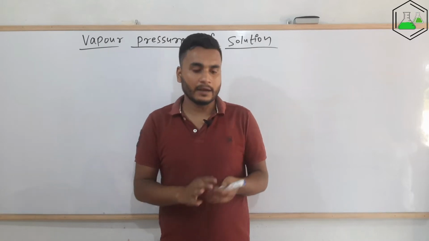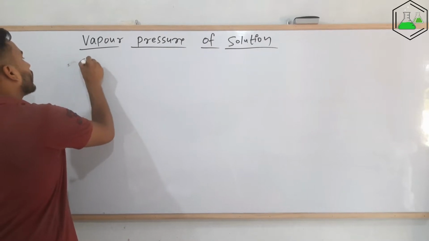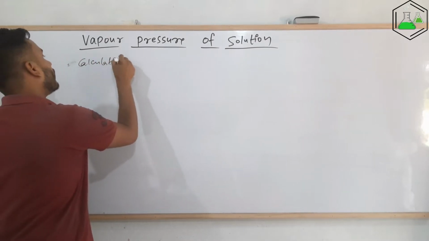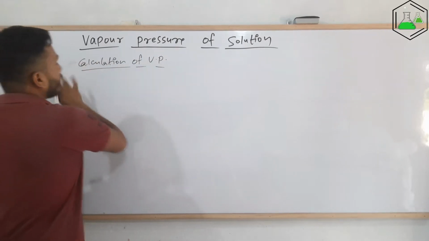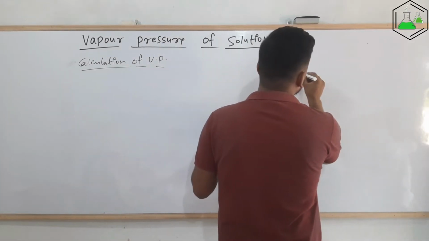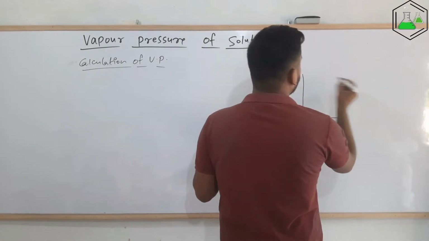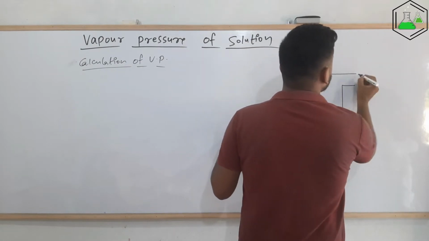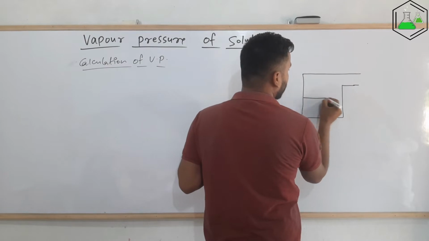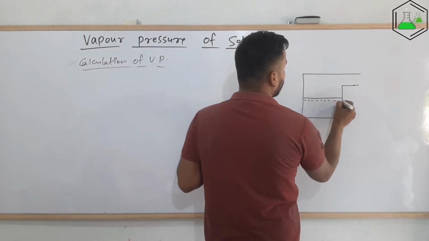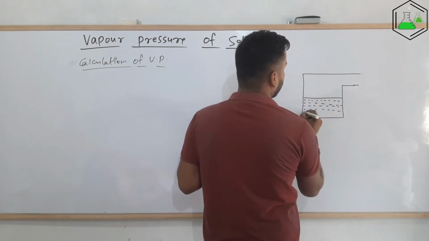First of all, let's see that. So we are going to see how to calculate vapor pressure. Calculation of vapor pressure. For that, we need an evacuated chamber like this. This is an evacuated chamber, okay? Here in this evacuated chamber, there is liquid. This is the pure liquid, okay?